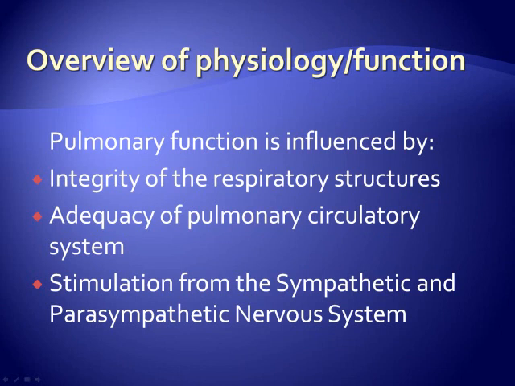Also, we have to have stimulation from the sympathetic and the parasympathetic systems. Now, these systems are going to do different things in the lung. The sympathetic nervous system is going to cause bronchodilation, whereas the parasympathetic system is going to cause bronchoconstriction. So it's kind of the opposite of what they do in the vasculature. In the vasculature, the sympathetic system is going to cause vasoconstriction, but in the lung, it actually opens up the airways, causing bronchodilation.